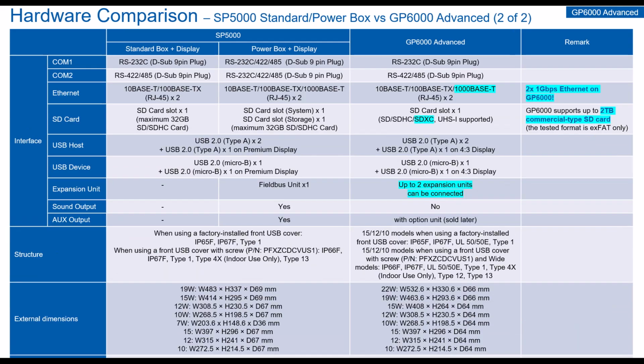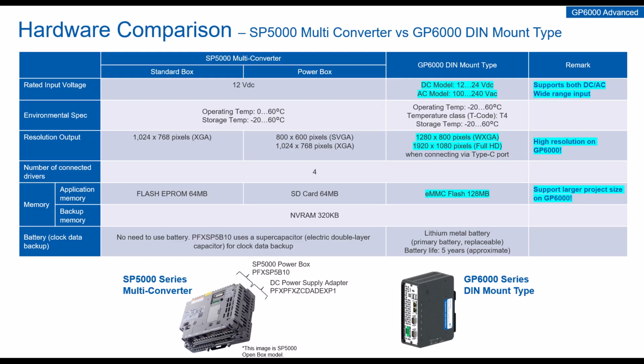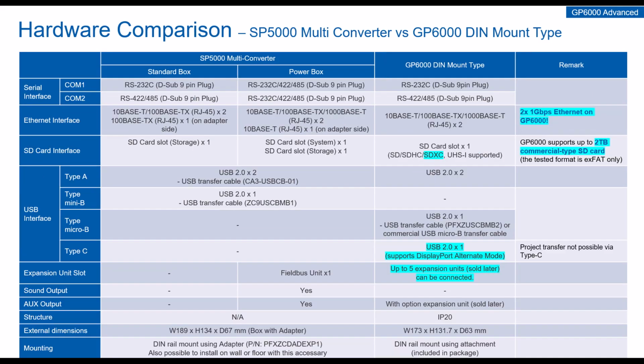Okay, here's just some further comparisons. Again, feel free to freeze the video if you want more details. Here's the DIN rail type, comparing the SP5000 multi-converter to the DIN rail mount 6000. Higher resolution, more memory.